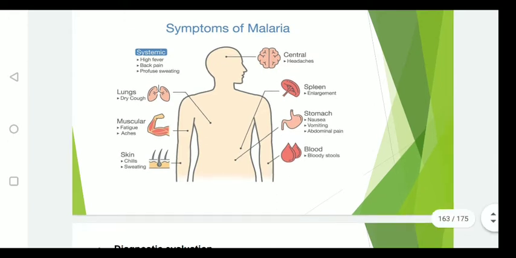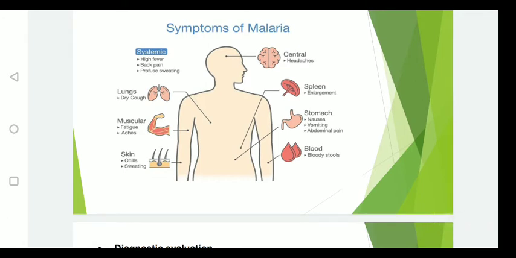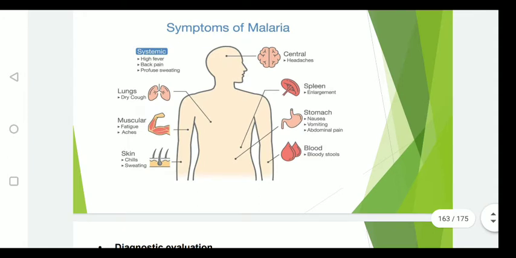Then systemic: high fever, back pain will be there, and profuse sweating also will be there in case of malaria. Then in case of lungs, dry cough will be there. Then muscle pain and fatigue will be there. The skin means chills and sweating. So these are the symptoms of malaria system wise.